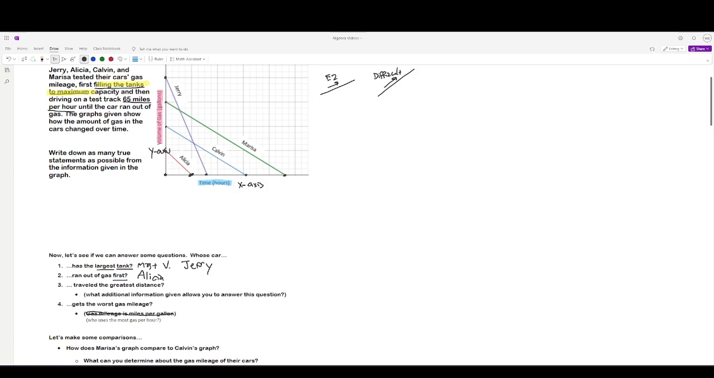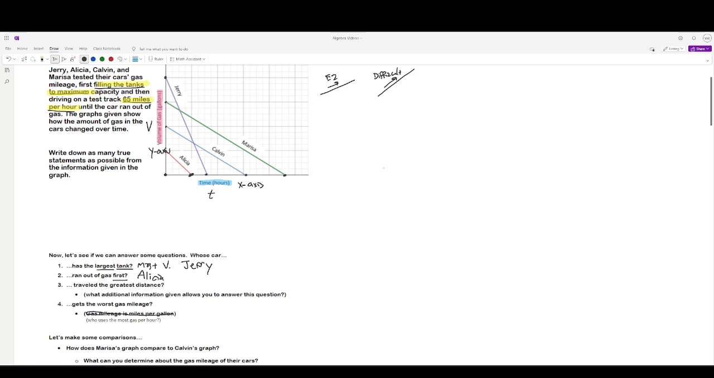Who traveled the greatest distance? So that one's interesting because neither of our axes talks about distance. We have the x-axis, which is telling us about time, and the y-axis, which is telling us about the volume of gas. Neither of those things is a distance. So let's look at what other information we have. We underlined earlier, and now we can highlight, 65 miles per hour. So that means all of the cars are going the same speed.